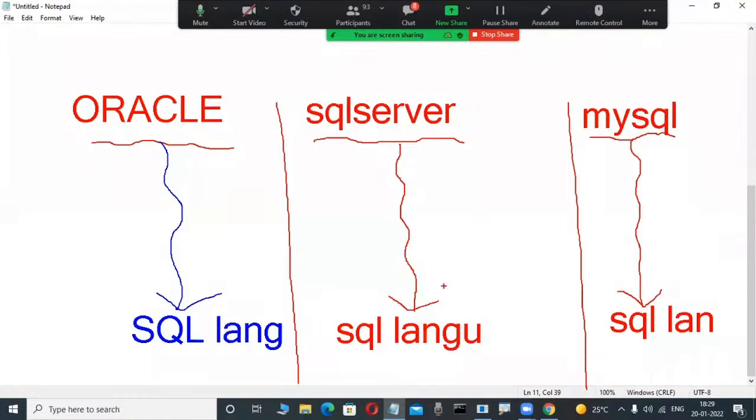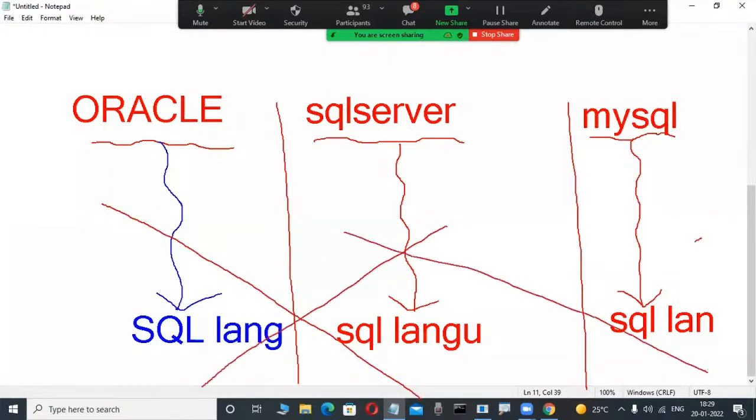Easy. Maybe some technical people in our class are telling. Are all these SQL languages the same or different? Very good. In our class, many people are saying the same. That is 100% wrong. All these SQL languages are different, not the same. Why are so many students confused?